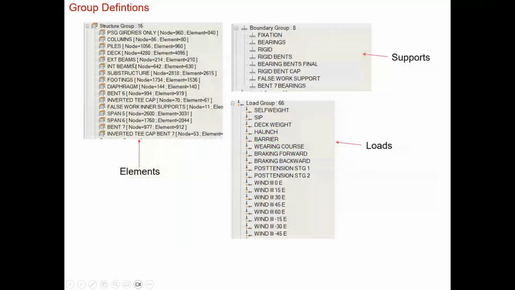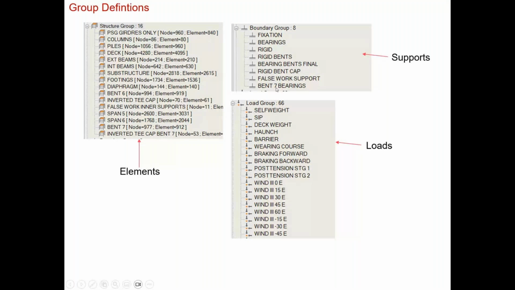And the most important thing to get into construction stages is to have group definitions. So basically all the members in the model need to be defined into groups. So we have groups for the bulb T girders, we have groups for the column, we have a group for the piles, we have a group for the deck elements, and so on and so forth. You can also add all the substructure component elements in one group, call it substructure. We have those groups created for 3 different elements.